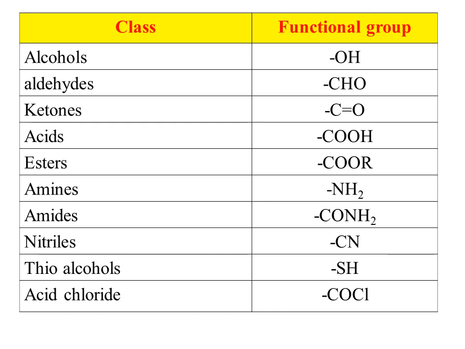classes, different families. Alcohols means they have the OH group. Aldehydes means CHO group. Ketones means C double bond O. Acids means COOH group. Esters, COOR. Amines, NH2. Amides, CONH2. Nitriles, C triple bond N. Thioalcohols, SH. Acid chloride, COCl.